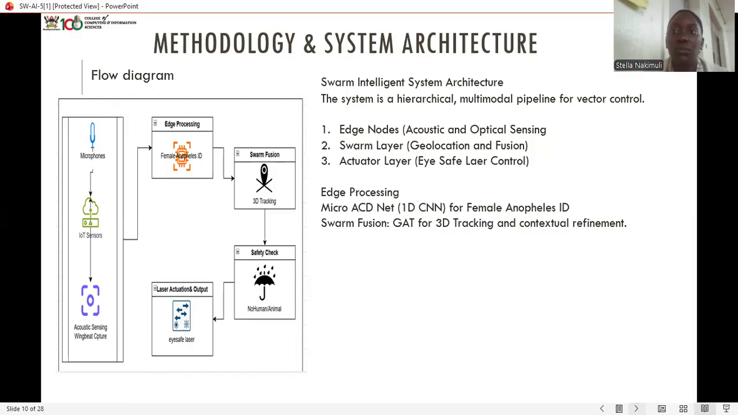There is swarm fusion, whereby we collect all the information from the different IoTs to get the 3D tracking of the actual position of the mosquito. And then the safety check, whereby we check that there is no human being in the surrounding. And then the laser actuation output, so we trigger the laser.